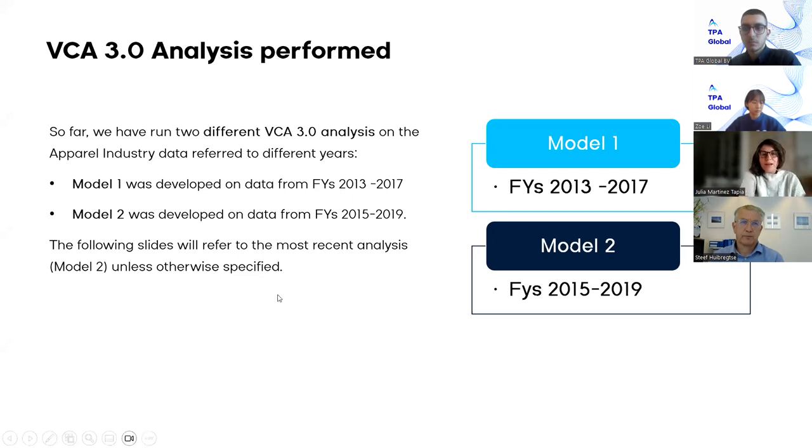So far, we have run two different VCA 3.0 analyses on the fast apparel industry, and they refer to two different sets of years. The first analysis we developed was on data from fiscal years 2013 to 2017, and then we developed a second model on data from fiscal years 2015 to 2019. We will refer to the most recent analysis in the following slides, unless otherwise specified.